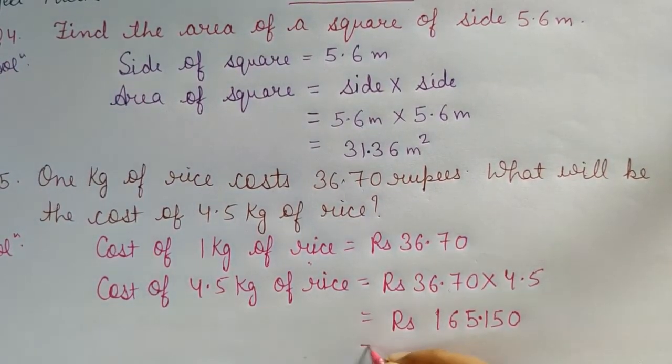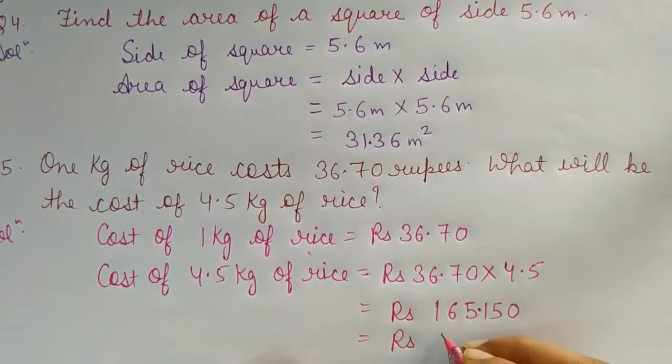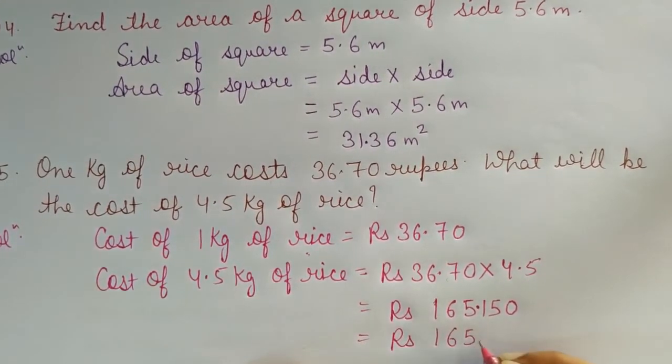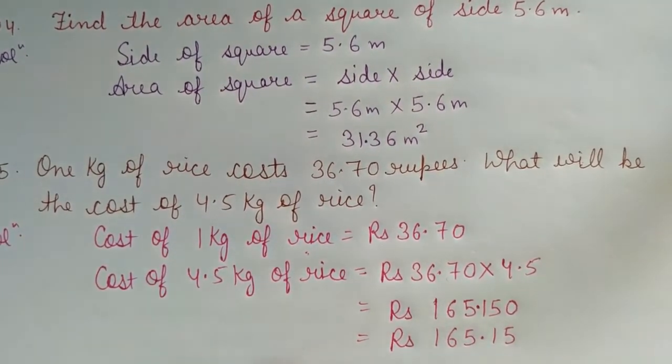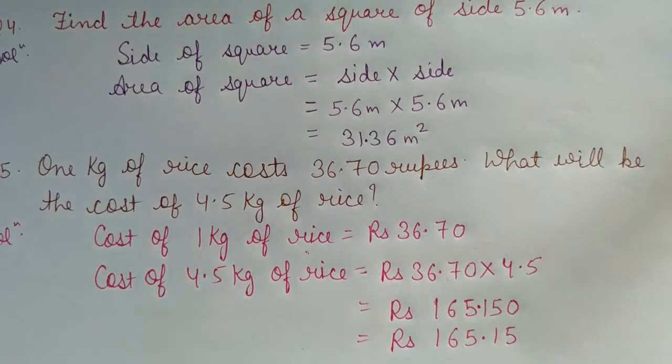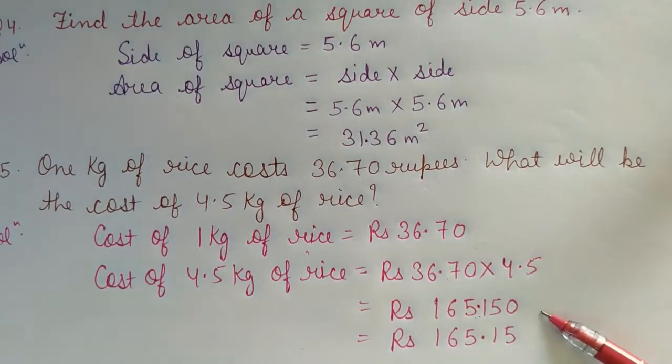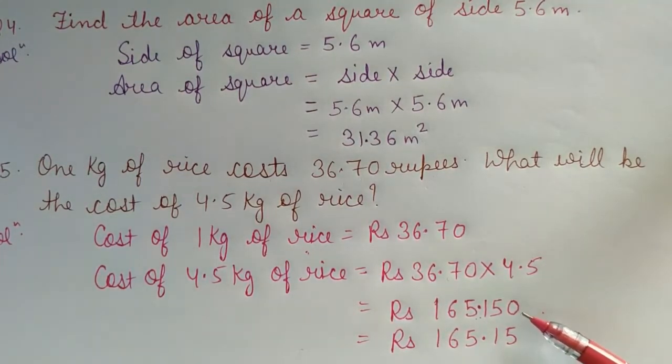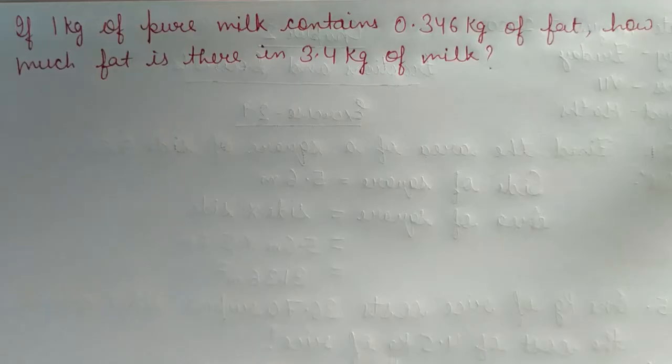So our answer is rupees 165.150. This can also be written as rupees 165.15. Just remember, if after decimal there is a 0 and after 0 there is no other digit, then we can ignore that 0. But just remember, there must not be any digit after that 0.